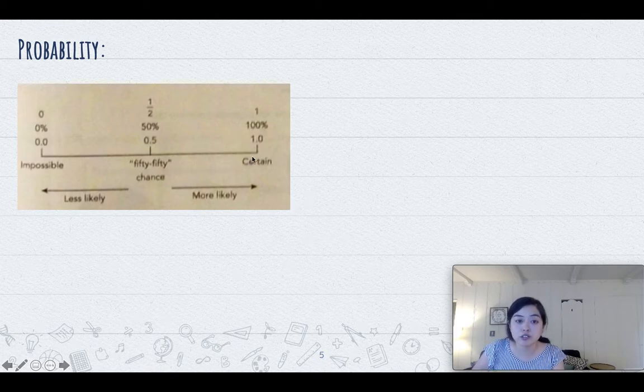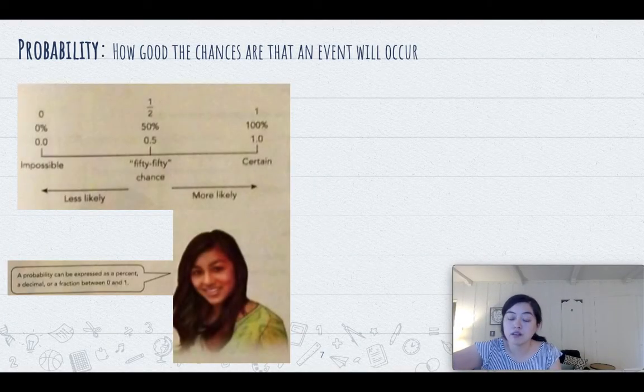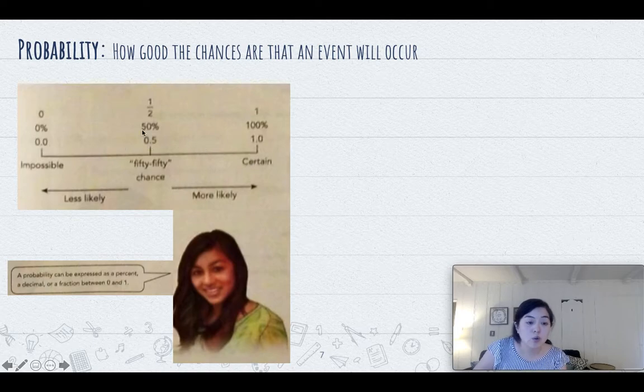The closer we get to 1, when it's a fraction, the more likely it is to happen. The closer we get to 0, the less likely it is to happen. Probabilities can be written by using a percent, a decimal, or a fraction between 0 and 1. You can see here, the percent is in the middle, the fraction between 0 and 1 is at the top, and the decimal between 0.0 and 1.0 is at the bottom.